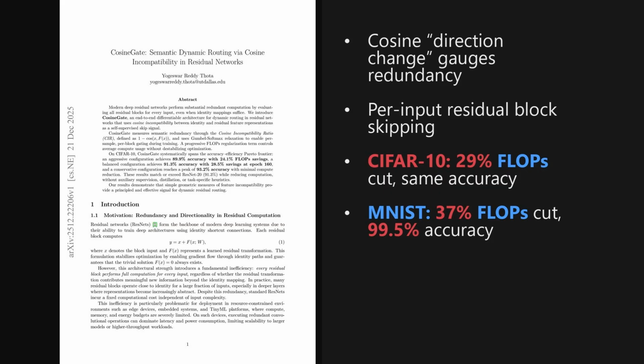Alright, two takeaways stand out. CosineGate turns a simple geometric cue, cosine incompatibility between the identity features and the residual update, into per-sample skipping that is trainable end-to-end. It also shows you can hit practical efficiency points, like matching ResNet-20 accuracy on CIFAR-10 while cutting about 29% of FLOPs, which is promising for edge deployment.